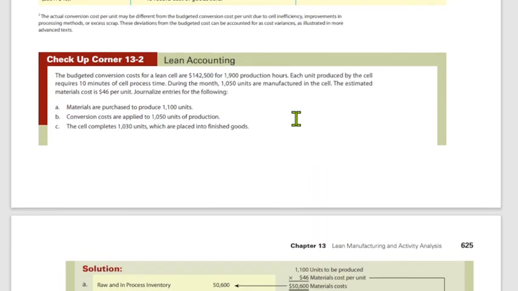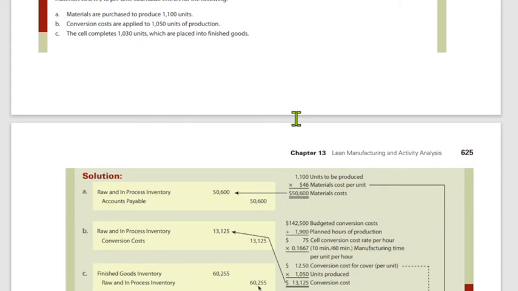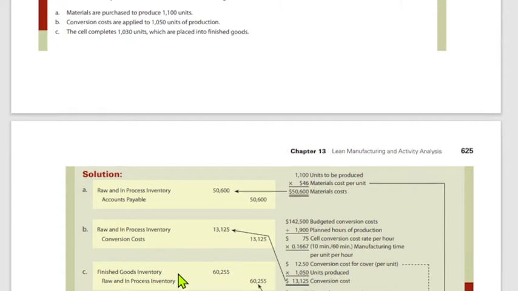Okay, this is our example. Check up corner 13-2, the lean accounting. So ang sinasabi lang dito is that we have to look at our solution when we use the RIP inventory accounts, when we purchase materials, and when we charge labor. We also use RIP inventory, and then eventually yung RIP inventory will be move to the finished goods inventory. So na-eliminate na natin yung recording ng raw material inventory to work in process inventory.